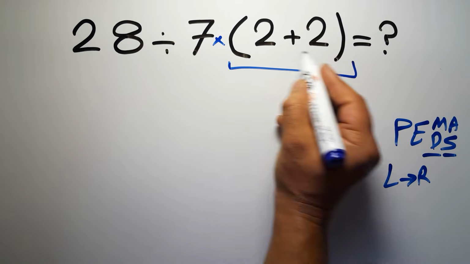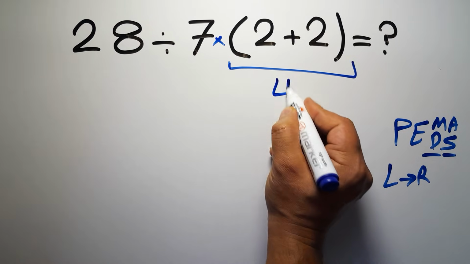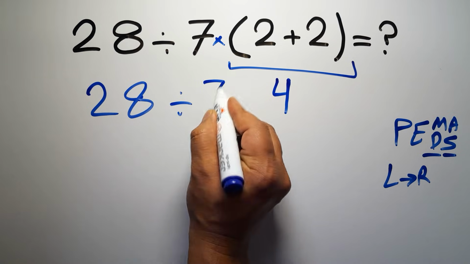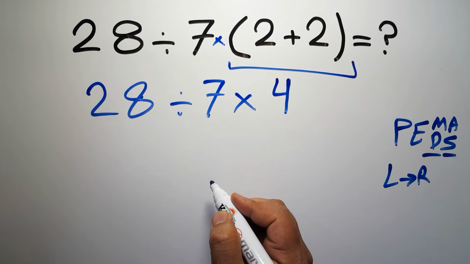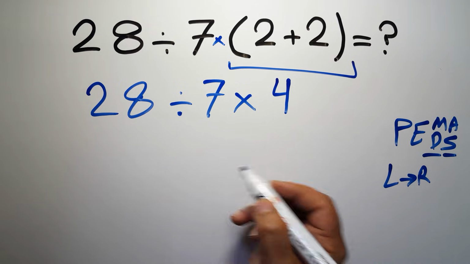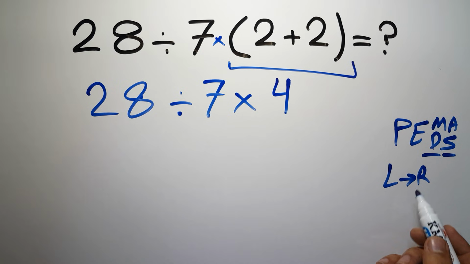So first we have to do this parenthesis. Inside this parenthesis we have 2 plus 2, which equals 4. So 28 divided by 7, then times 4. Now we have one division and one multiplication. As I said, multiplication and division have equal priority and we have to work from left to right.